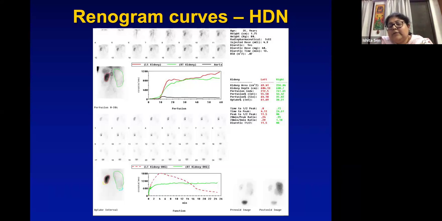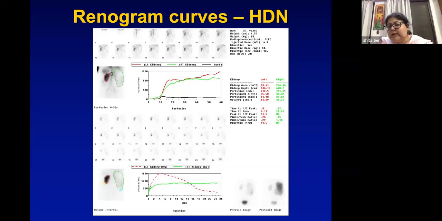This is one of the fallacies of the Gates method. When you have a very enlarged kidney, because of something called the partial volume effect, there is an error in the quantification. Surgeons have a big problem with this, because the kidney may be showing 38% pre-op, and then post-op, once the pelvis gets decompressed, the function becomes 15%. So the patient comes back to you and says, "Doc saab, pehle 38% tha, abhi 15%. This is not right." So it's important to understand.